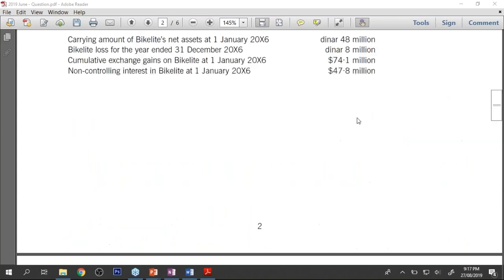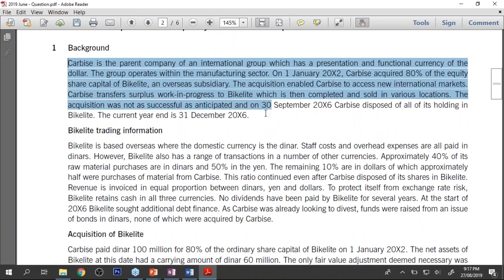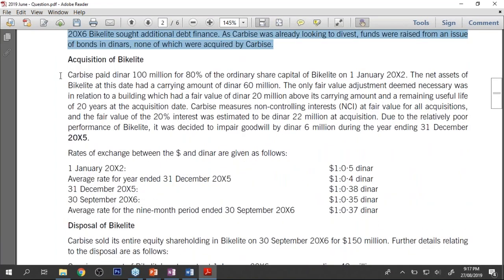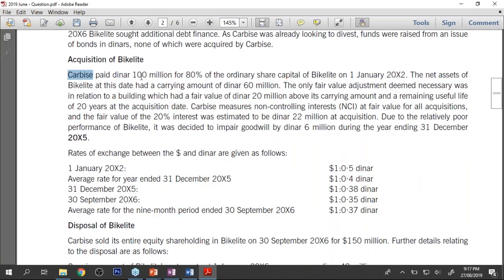Okay, so now let's move to the question, and the question has given us a background, but right now we don't have time to read the background. The second paragraph relates to requirement A part 1, so we are directly jumping on this part of the question to calculate the goodwill. The question says that Carbis paid 100 million dinars for 80% of the ordinary share capital of Bike Light on 1st January 20x2. So this is the date of acquisition when we have acquired.